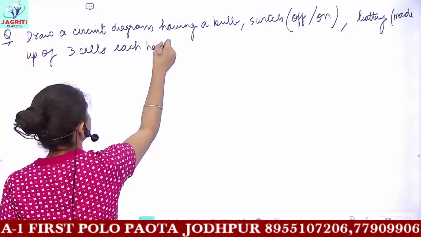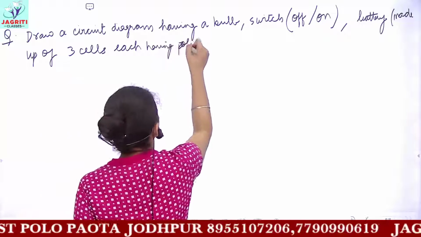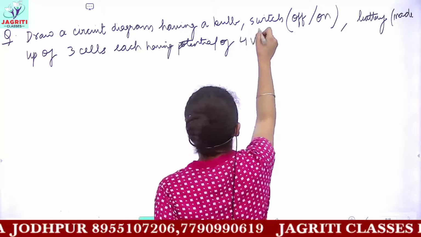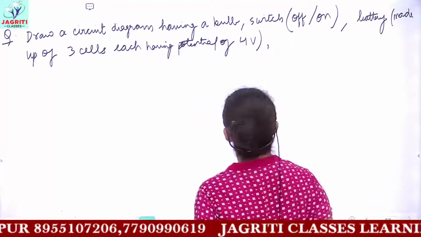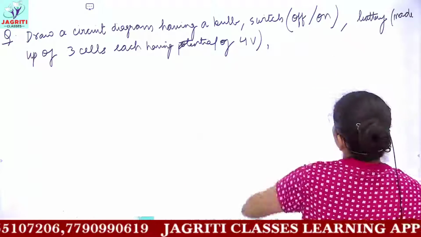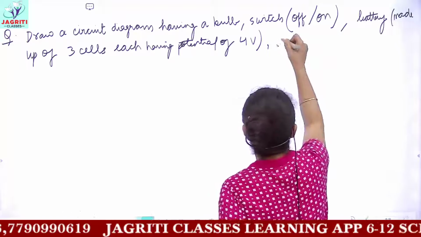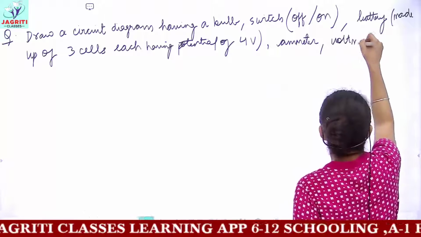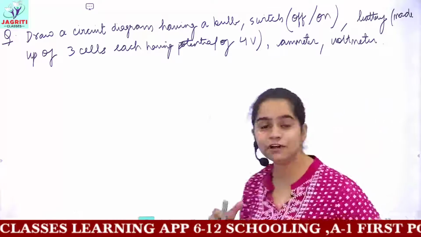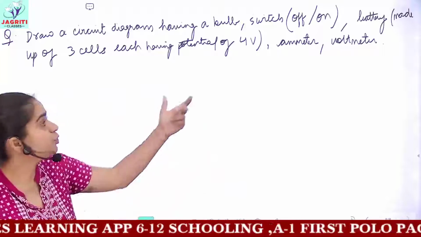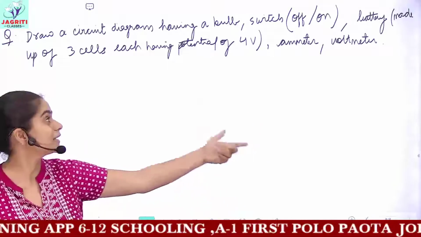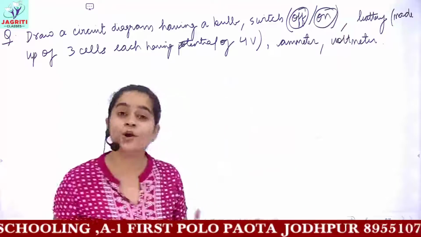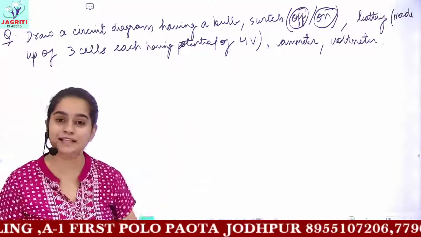each having a potential of 4 volts. Okay, and then you have included a bulb, a switch, a battery, and then you can also include an ammeter here. And if you are asked, you can include the voltmeter too. So these are the given components which you have to use, and you have to make 2 cases or 2 diagrams for the circuit. In one diagram the switch should be in off condition, and in the next the switch should be in on condition. Rest all the components would be the same here.